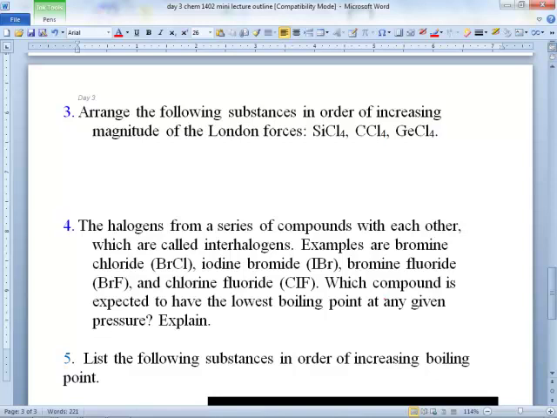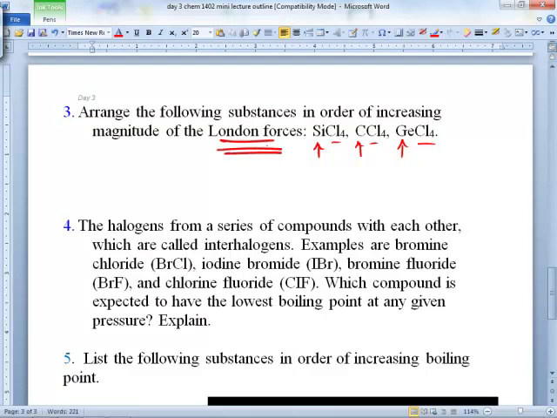Because the only thing that matters is what? Because it's only London forces. The CCl4 part's the same all the time. So all you're looking at is the Si, the C, and the Ge. And it's London forces. So you're supposed to be thinking what? Molecular weight, not electronegativity. You're supposed to be thinking molar mass, because this is London forces. And that's all they're asking about.